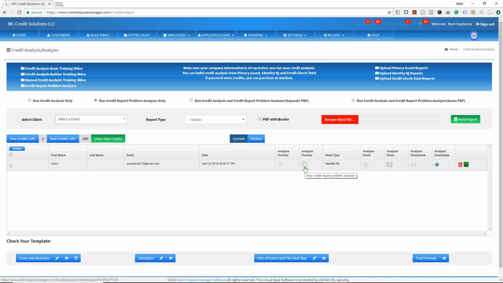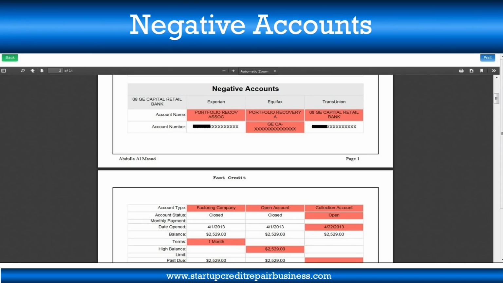All right, so let me show you exactly what the report looks like and how to read this report once you build this analyzer. All right, so this is exactly what the credit report problem analyzer report looks like once you build it. Now, there's two parts of this report. It's the negative items and the positive items. Now, I'm going to talk to you first about the purpose of this and how to read this for your disputing purposes.